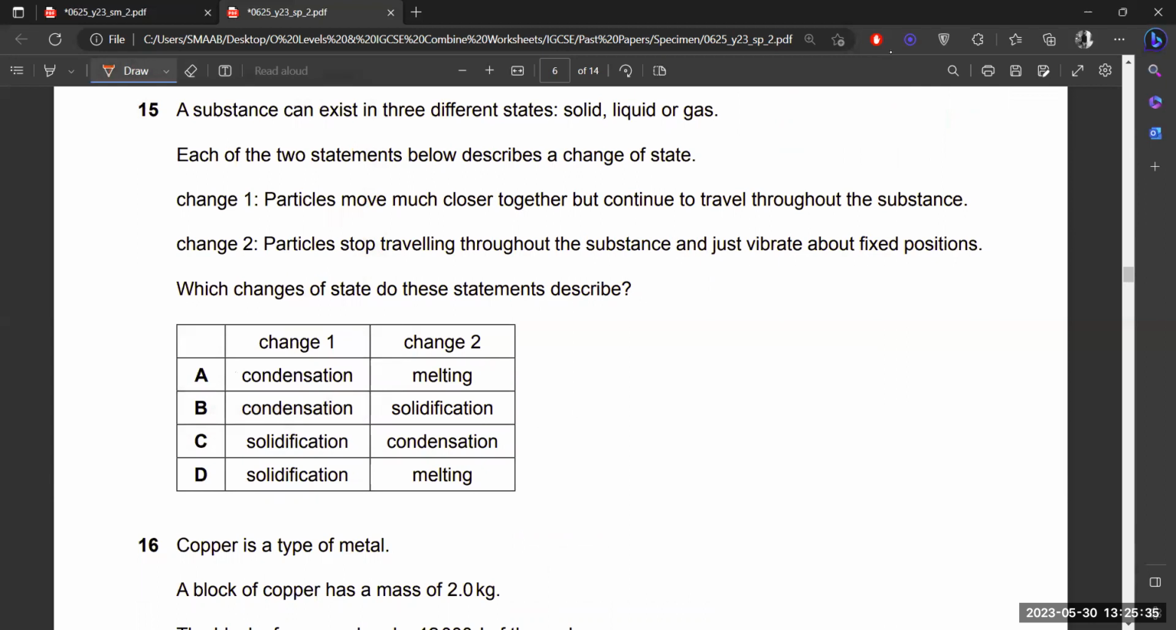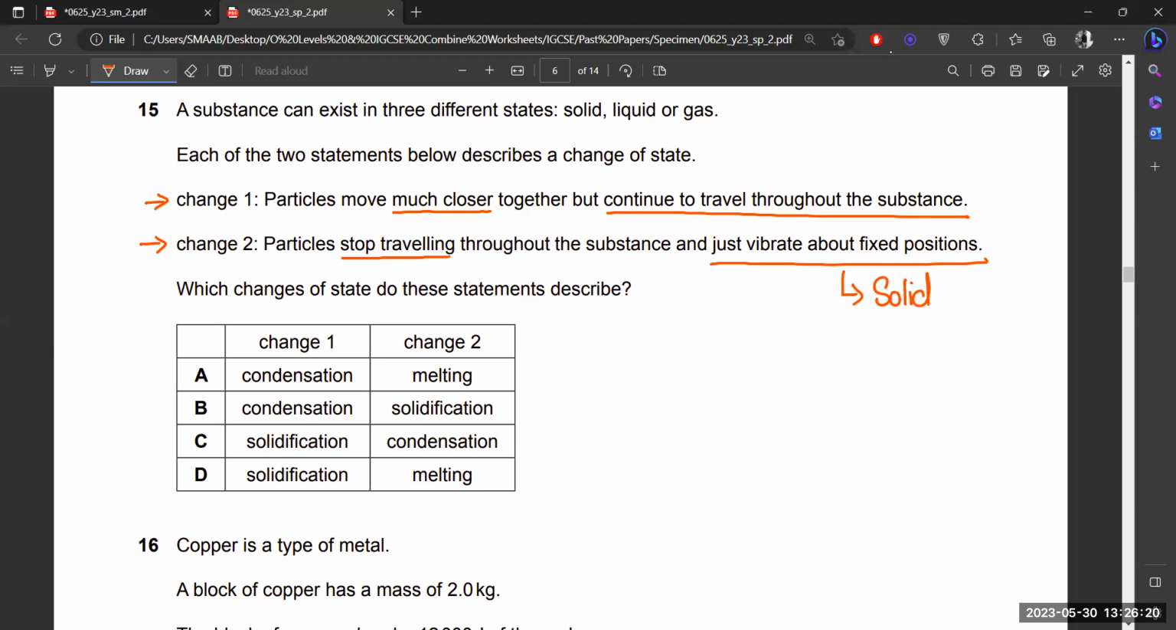A substance can exist in three different states: solid, liquid, or gas. Each of two statements below describe a change of state. So first of all, let's check out the change one. Particles move much closer. It means they are going to be close to each other, but continue to travel throughout the substance. And the second statement is particles stop traveling through the substance. It means their motion is stuck and they just vibrate about their fixed position. So we need to identify the changes. In second, we get the concept of solid because of fixed position.